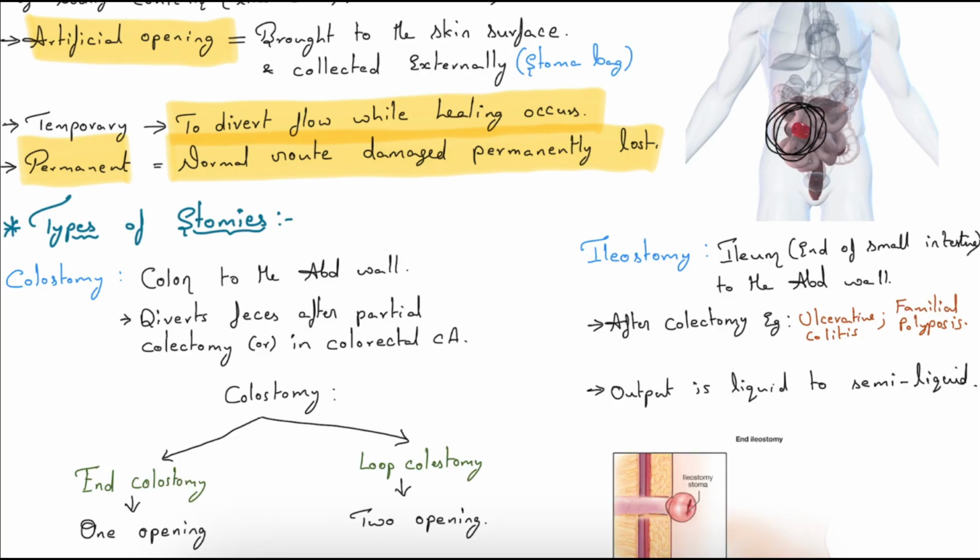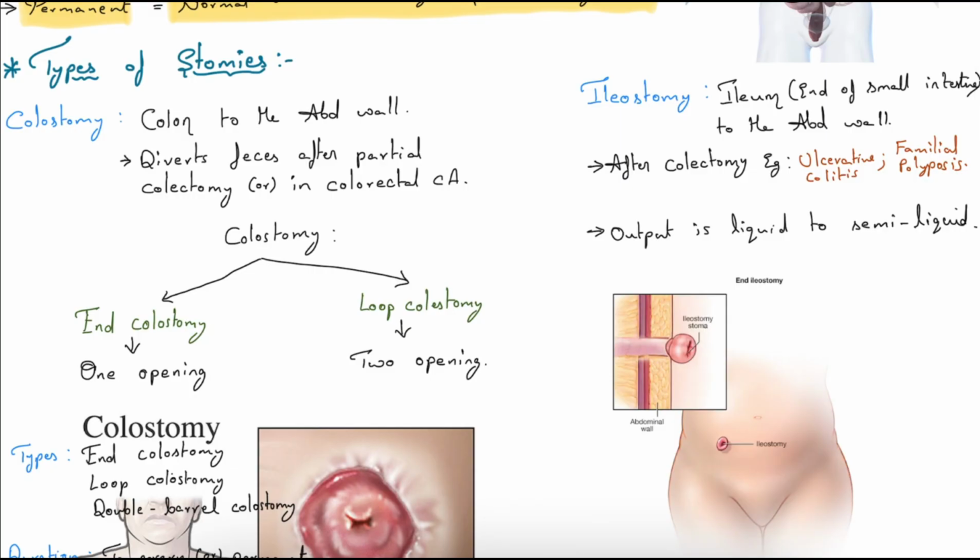We have different types of stomas, that is colostomy, ileostomy, urostomy, jejunostomy, and gastrostomy. Everything we will discuss step by step. So first of all, we are seeing here ileostomy. Ileostomy means the most common diverting stoma, created from the terminal ileum. This is the ileum, the end of the small intestine, brought to the abdominal wall.